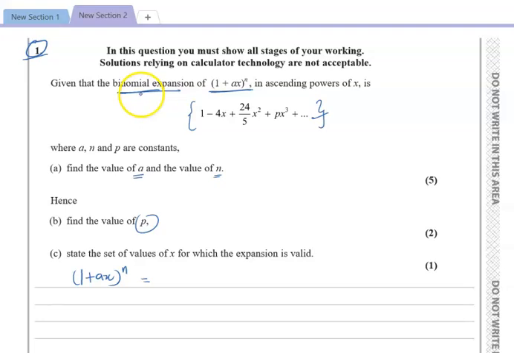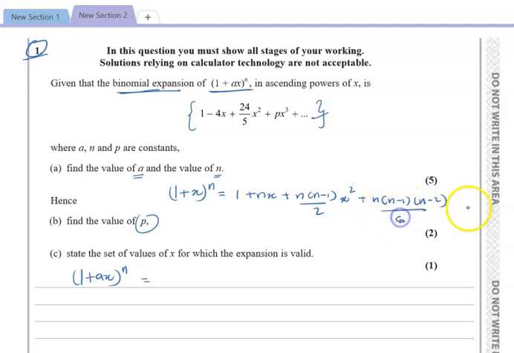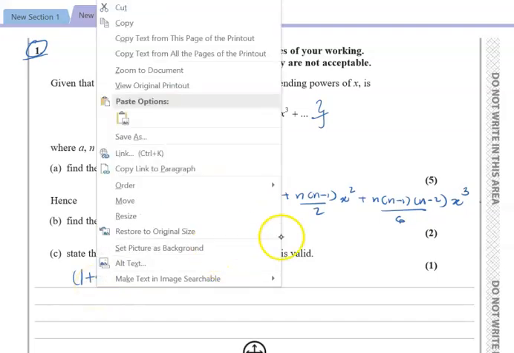Since we're using the binomial expansion, we have to remember the binomial expansion, which is 1 plus x to the power of n. This is given in the formula book, so you don't have to worry about this. Plus nx plus n into n minus 1 over 2, this is x squared, plus n into n minus 1, n minus 2 over 3 factorial, which is 6, this is x cubed. Now, that means we're going to expand this 1 plus x with our binomial expansion.